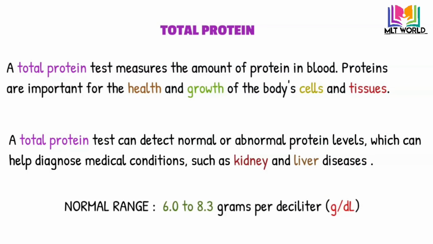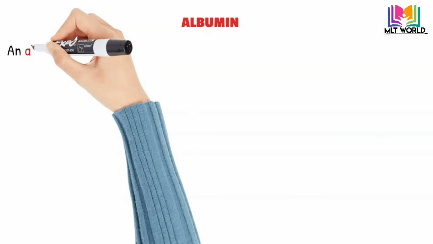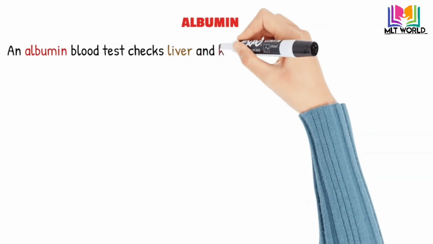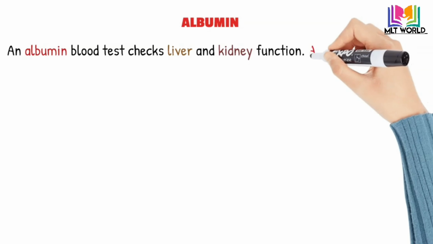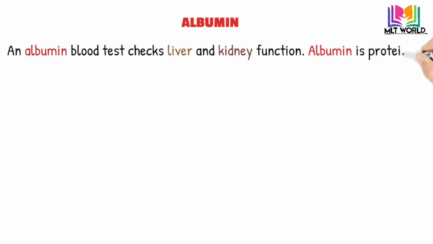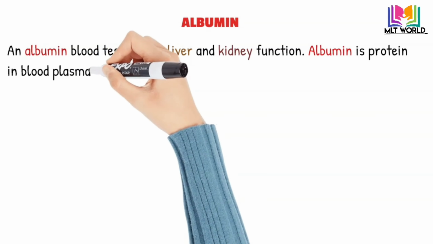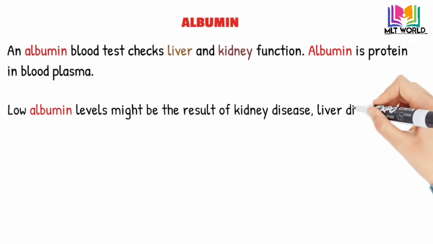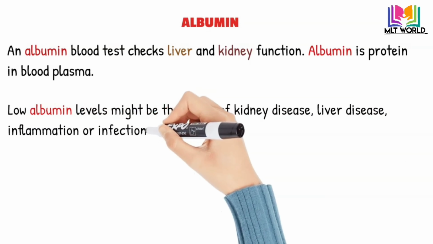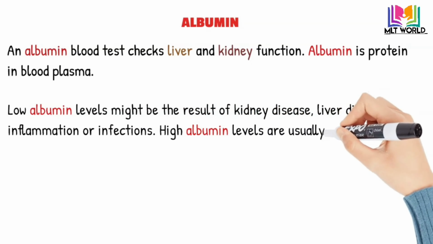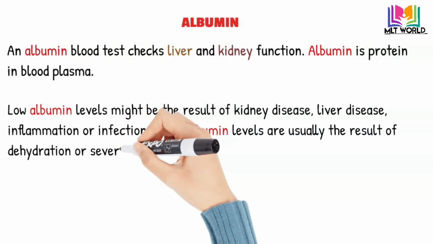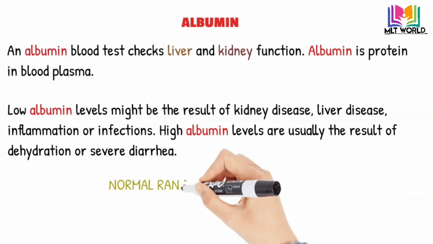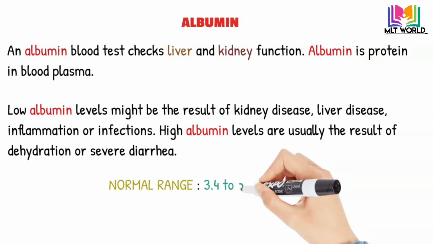Next is albumin. Albumin is the major type of protein present in the blood, and the albumin test can check whether the liver and kidney are performing well or not. Albumin is produced by the liver, and it is present in the blood serum or plasma. Low levels of albumin might be the result of kidney disease, liver disease, inflammation, or infections, and high albumin levels are the result of dehydration or severe diarrhea. Normal level of albumin is 3.4 to 5.4 gram per dl.